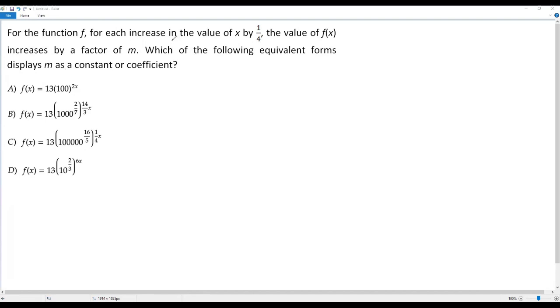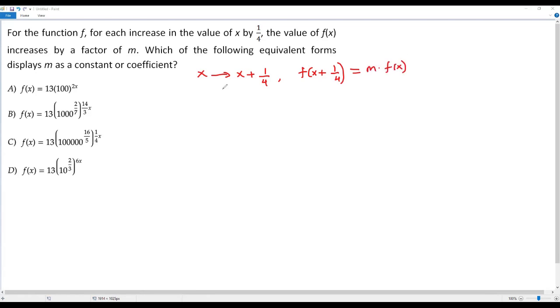According to the information we have, we increase the value of x by 1/4. That is, x becomes x + 1/4. Now let me plug in this x + 1/4 for x. Then I'm getting f of x + 1/4. When x is increased by 1/4, the information says f of x increases by a factor of m, that is m times f of x.